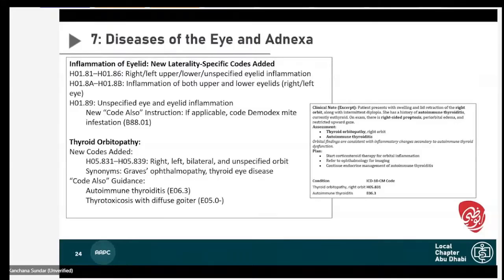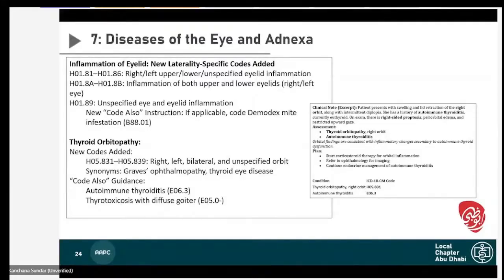And I hope you would remember the Demodex infestation, which we studied in the first chapter. And one important disease which has been introduced, which I want you all to recollect, is thyroid orbitopathy. So this is a new disease which has been included in 2026. And this new code addition brings again a lot of codes with laterality and unspecified.